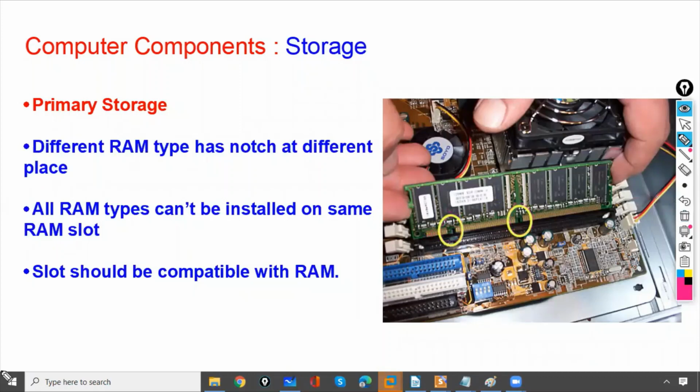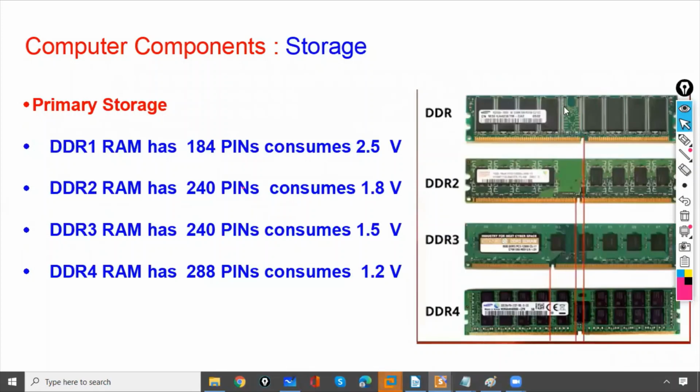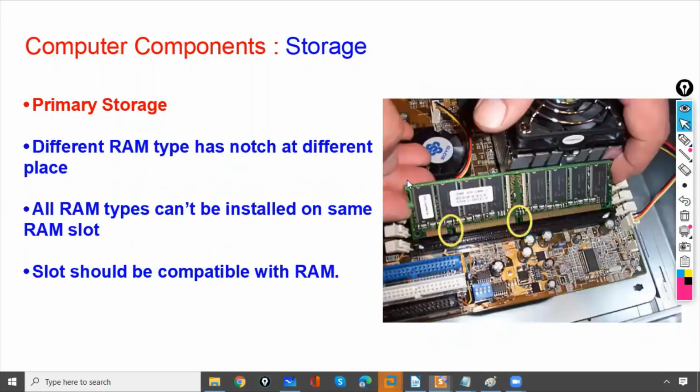Let me take you back. If you see here, DDR has the notch here. DDR2 has the notch here. DDR3, it has the notch here. Whereas DDR4 has the notch here. Okay. So each RAM has the notch at a different place.